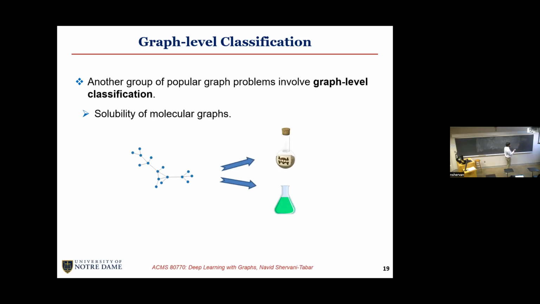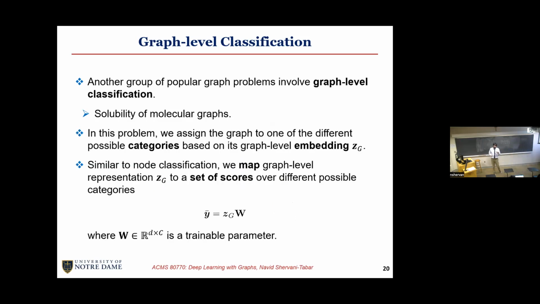So actually, the image is different. Another example is that we would like to see if the molecule is toxic or not. So we have two classes. We would like to see which category this molecule belongs to. So for that, we are again gonna use a linear mapping. But this time, the difference is that we're gonna use the graph level feature representation instead of the node level. We call that ZG. And we're gonna learn some W.